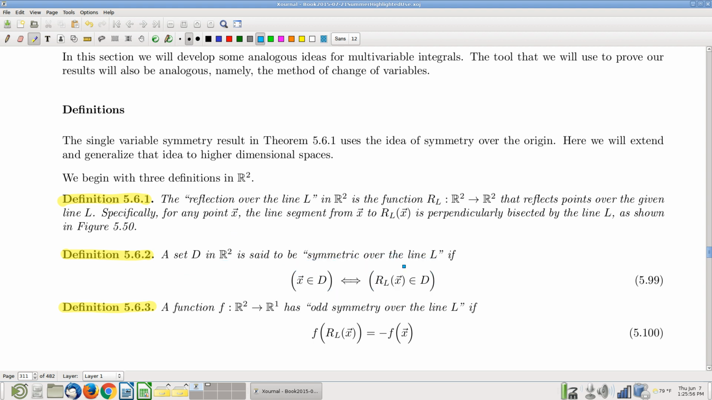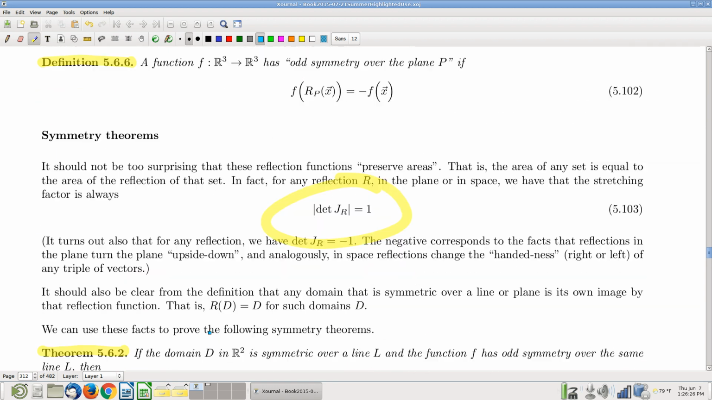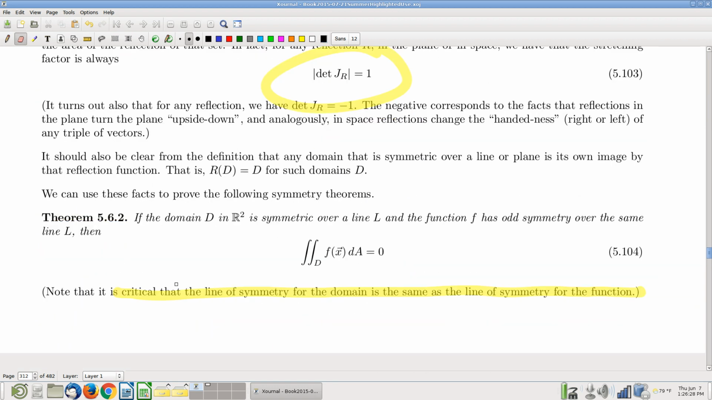And with this idea of a reflection, we can define what we mean by a function having odd symmetry over that line. And again, this is a rip-off of the idea from single variable calculus. You put the reflection in, you need to get the negative value of the function out. This is totally like the single variable version. Any questions about these definitions so far? Well, it turns out that with these definitions being made, we have an analogous theorem.